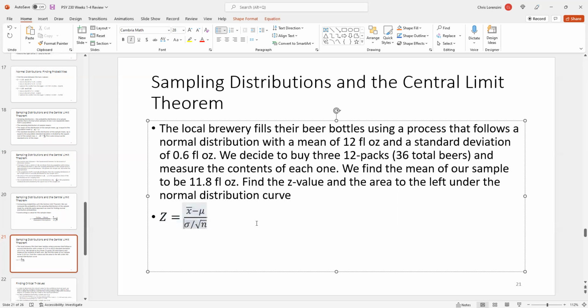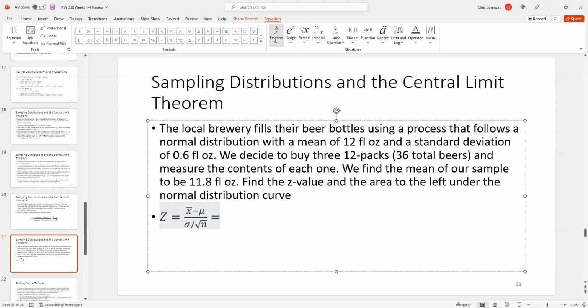So Z is something I'm going to use, and I note that I'm dealing with more than a single value. That probably tells me I'm looking at this mean version of my Z score right here. So then I just need to identify which numbers in the words represent which symbols. X bar is my sample mean, mu is my population mean, sigma is the population standard deviation, and n is the sample size.